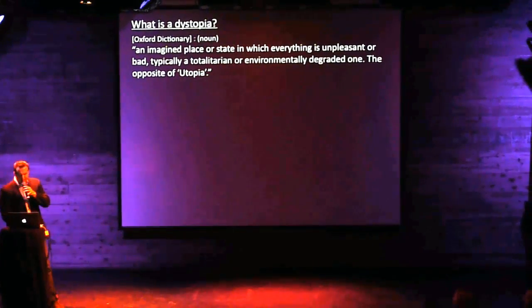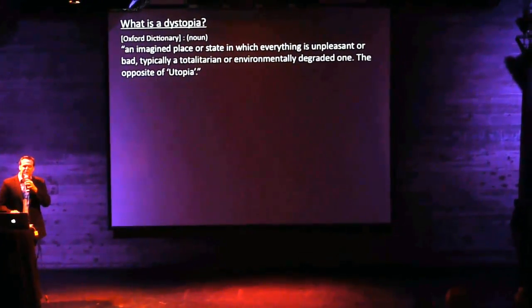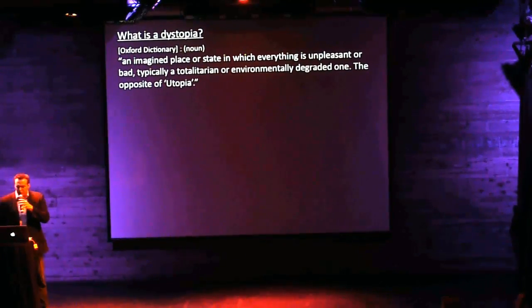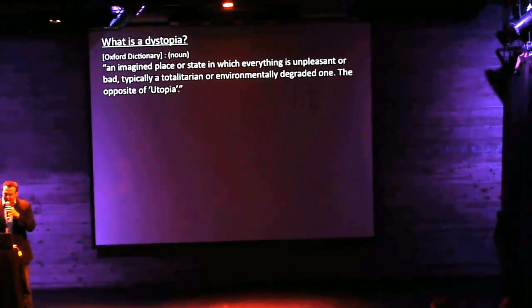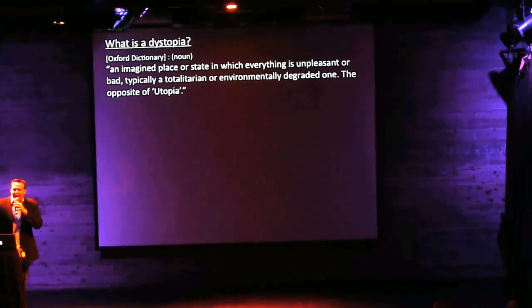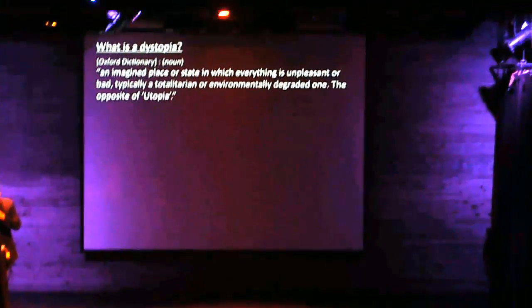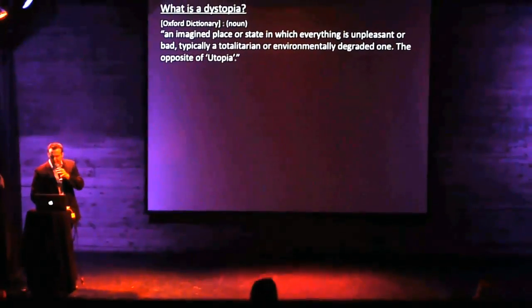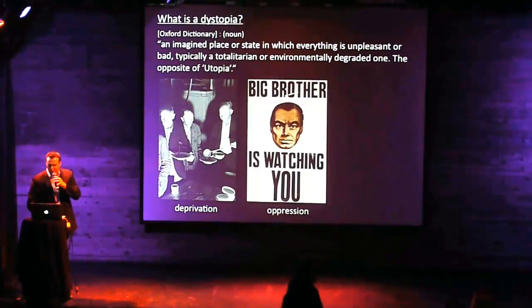So what is a dystopia? As defined by Oxford, it's an imagined place or state in which everything is unpleasant or bad. Kind of like New Jersey. Typically, it's a totalitarian or environmentally degraded place, the opposite of a utopia. It often deals with themes of deprivation, oppression, and terror.